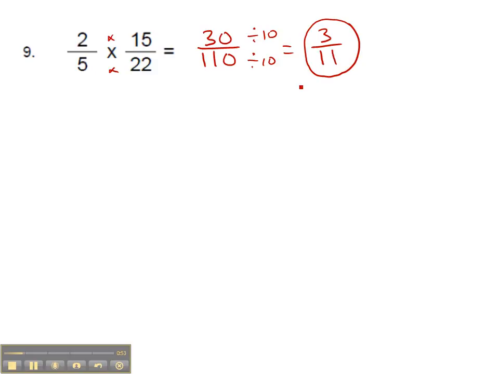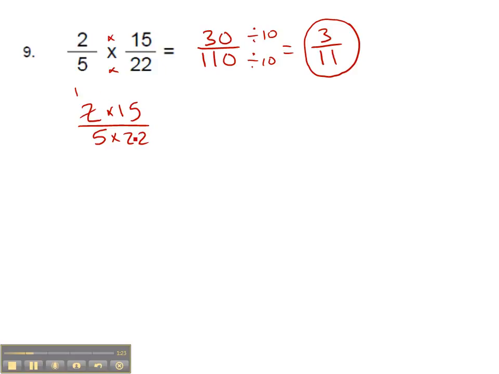There's an easier way to do these, in my opinion. If you think of this 2/5 times 15/22 as one big fraction, 2 times 15 over 5 times 22, because we know we're going to multiply numerator times numerator over denominator times denominator. So once you have it set up this way, you can look at any numbers in the top and bottom that have a common factor, like 2 and 22. You can simplify before you multiply. So the common factor in this case would be 2.